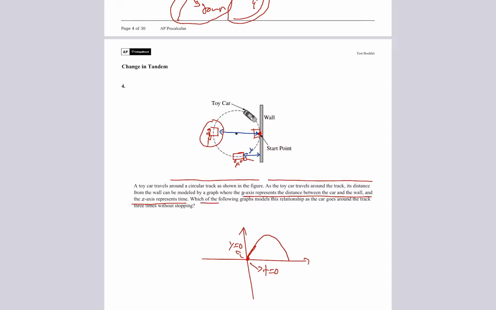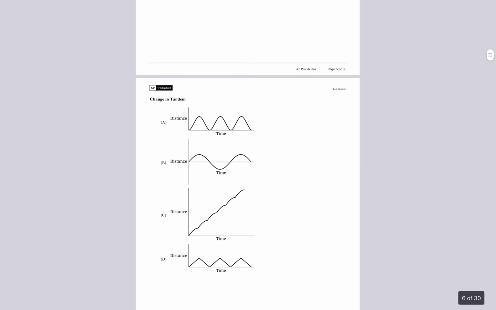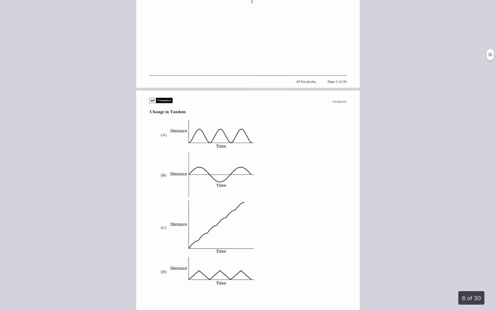Well, how many times? Which of the following graphs model this relationship as the car goes around the track 3 times without stopping? So it's gonna have to do this 3 times. Now, this must be replicated 3 times. Now let's have a look at the answer choices. Well, it's most likely equal to option A, 1, 2, and 3.